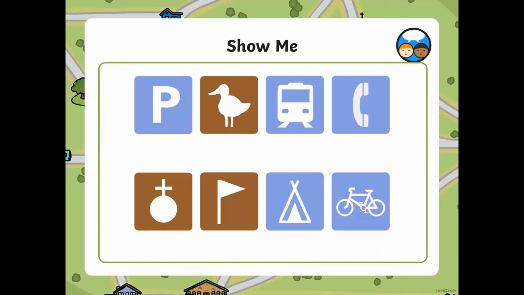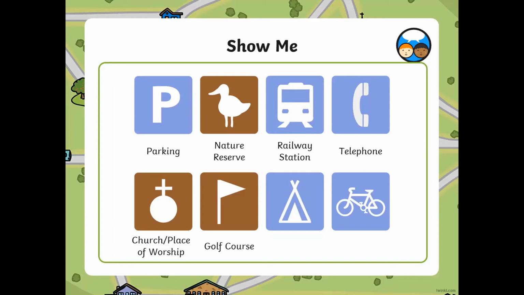So here are some more symbols. There's parking, the first one. I wonder, do you remember what the one with the duck is? That's nature reserve, well done. And the next one that looks like a train is a railway station. Can you guess what the next symbol is? Fantastic, that's a telephone. And that is a church or place of worship. We learn all about those in our RE lesson. Here is a golf course, a campsite, or a cycle route.